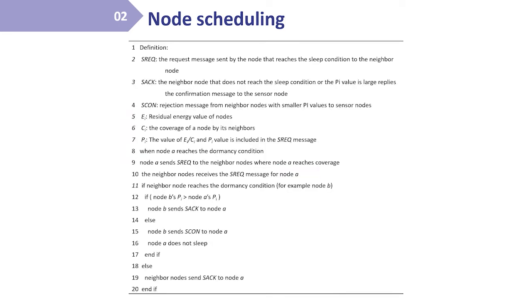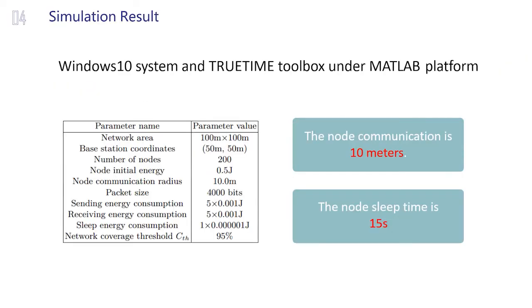The following is the pseudo code for running node scheduling. All simulation experiments and experimental comparison results in this paper are carried out and obtained using MATLAB 2016 under the Windows 7 operating system. The left table shows the simulation parameter settings. The communication distance of the node is 10 meters. After the node enters the sleep state, the sleep time is set to 15 seconds.